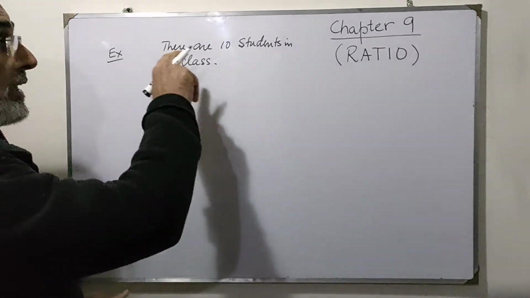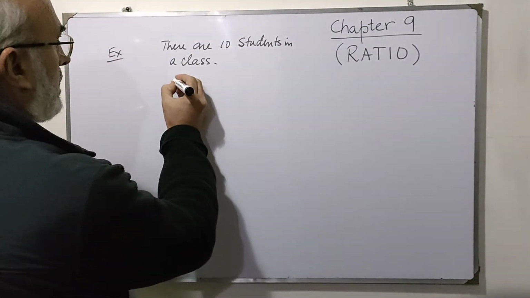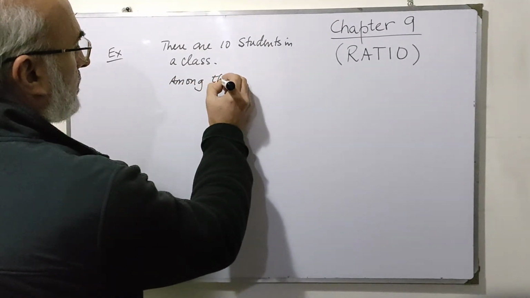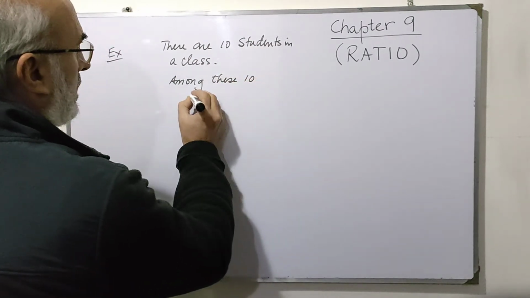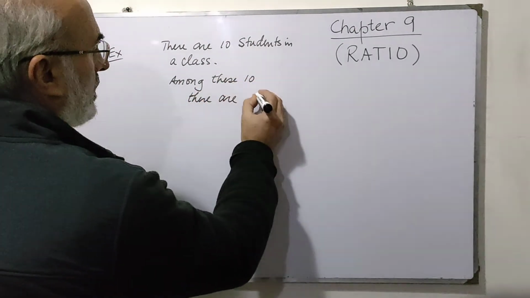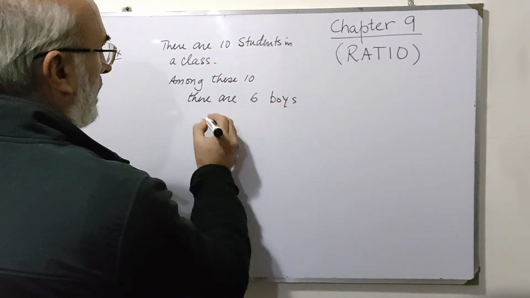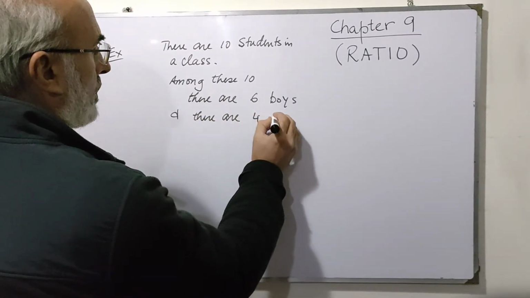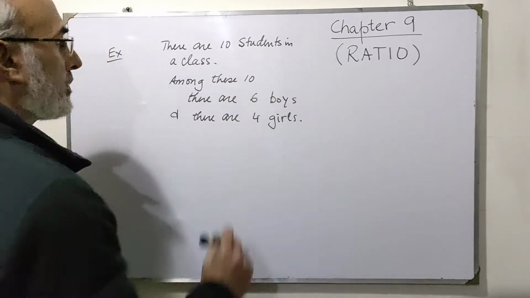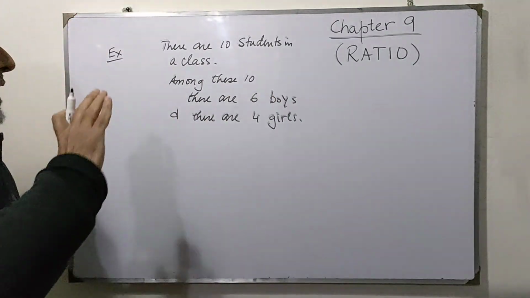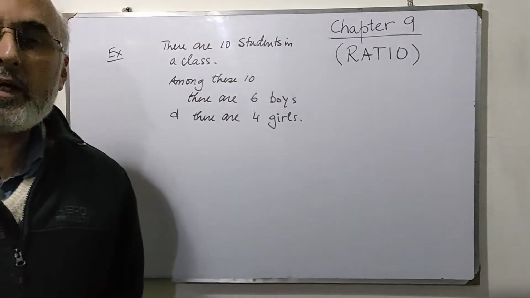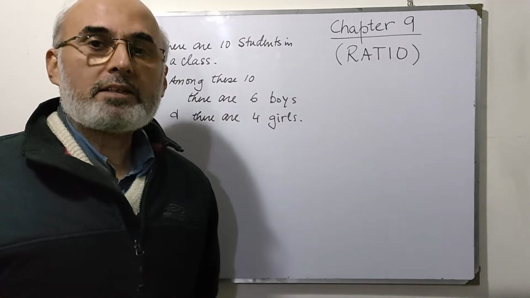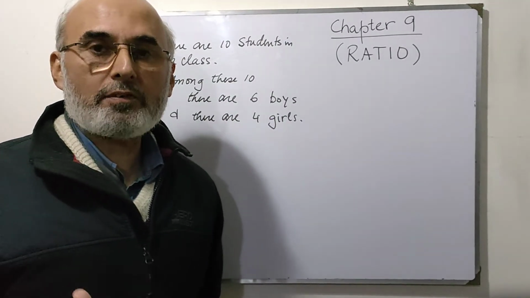Okay, among these 10, there are 6 boys and there are 4 girls. Okay, so we have a class, and in that class we have 10 students, and among these 10 students there are 6 boys and 4 girls.